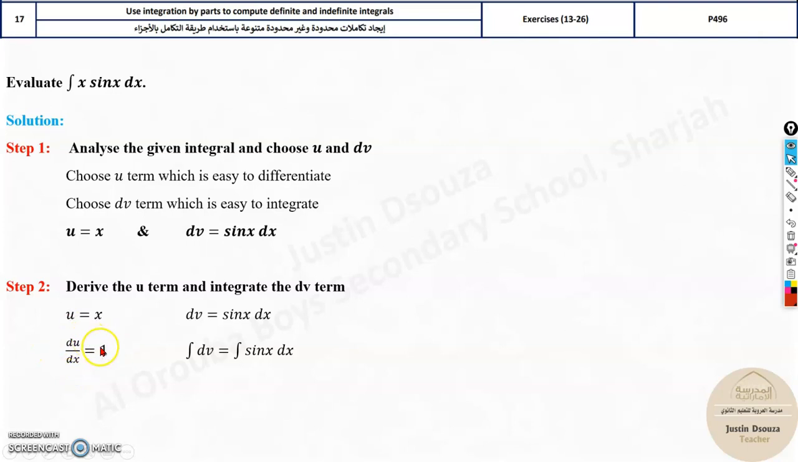So then what is the du value? Take this dx to the other side. du is equal to dx. Now integrate this side over here. What do you get? Integration of dv, integration of sin x dx will be minus cos x. So v is on the left side. The integral of dv would be v. So now you have got du equals dx, v is equal to minus cos x.